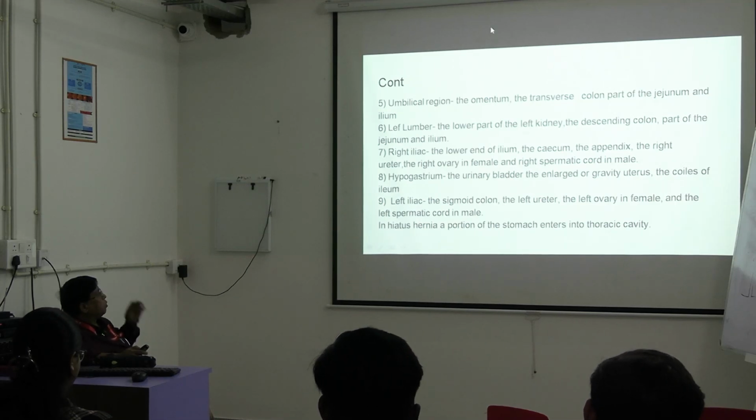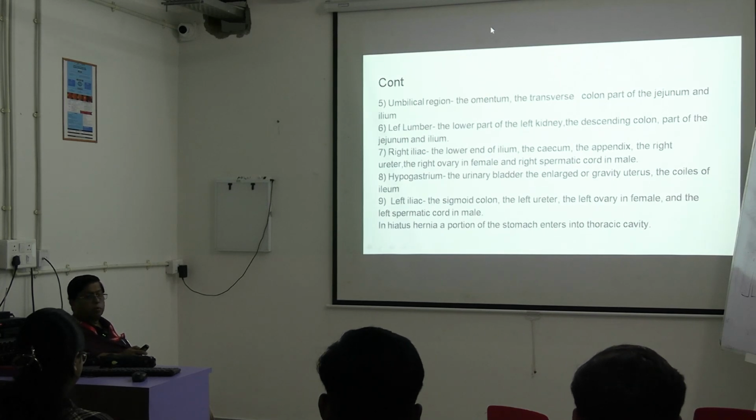Hypogastrium, the lower part, contains the urinary bladder and the enlarged gravid uterus. If the uterus is gravid, it becomes a part of the hypogastrium, along with the coils of the ileum. Left iliac fossa contains the sigmoid colon, the left ureter, the left ovary in females and the left spermatic cord in males. This completes the contents of the 9 compartments of the abdomen.